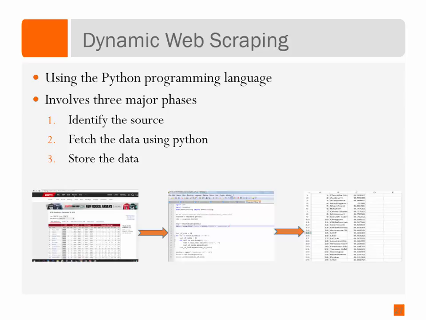In order to do that, we need to engage a process called dynamic web scraping. Dynamic web scraping can use a number of different tools, but probably the most popular is the Python programming language. It will basically involve three major phases. We'll identify the source of the data, then we'll fetch the data using Python, and then we'll store the data.